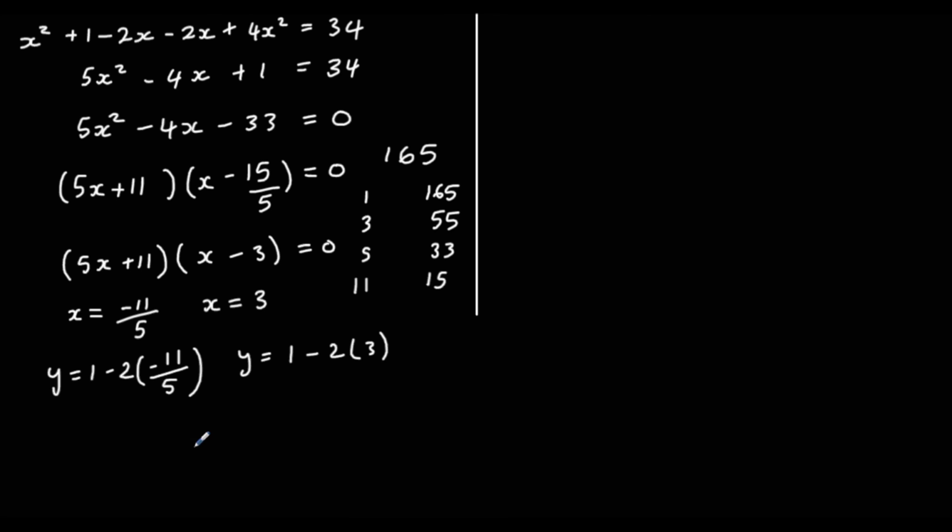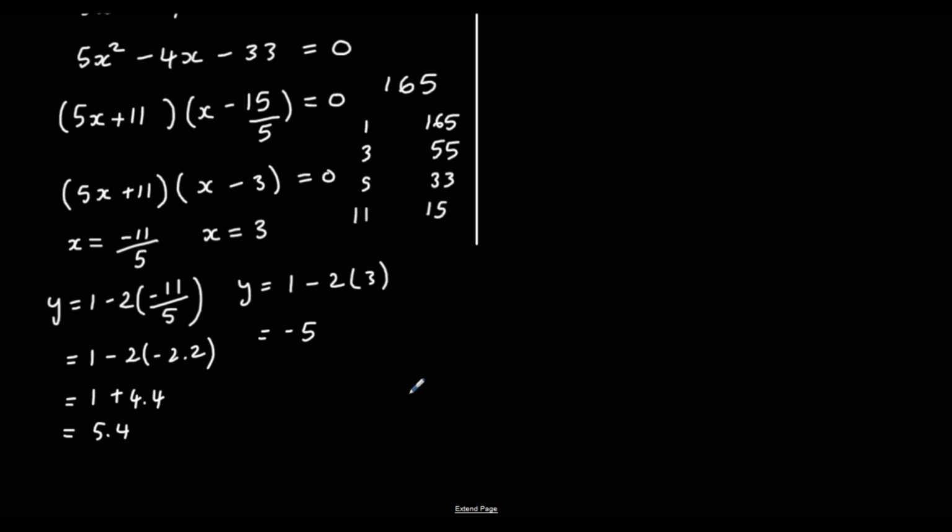Minus 11 fifths, I'm going to write as a decimal. And if you double top and bottom, that would be 22 over 10. 22 over 10 is 2.2. So I'm going to rewrite it as negative 2.2. Negative 2 times negative 2.2 is 4.4. So 1 plus 4.4 is 5.4. And 1 minus 2 threes. 2 threes are 6. 1 minus 6 is negative 5.